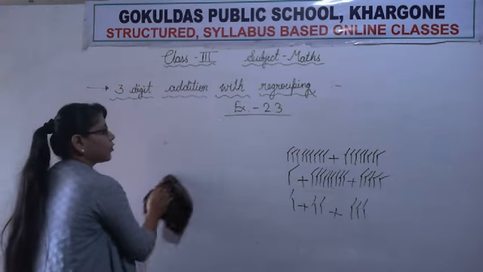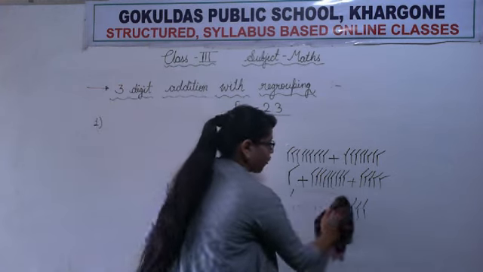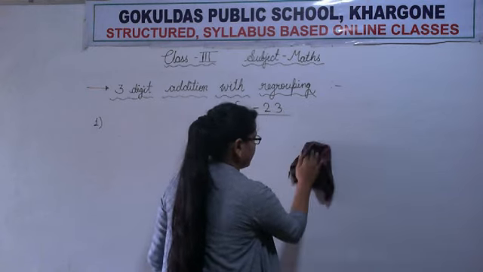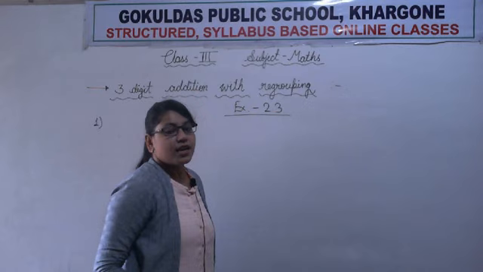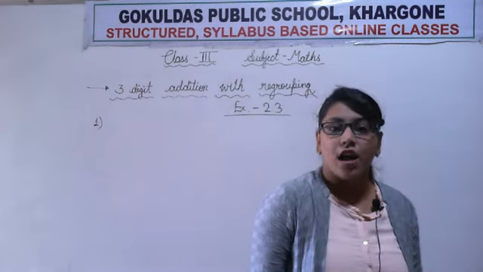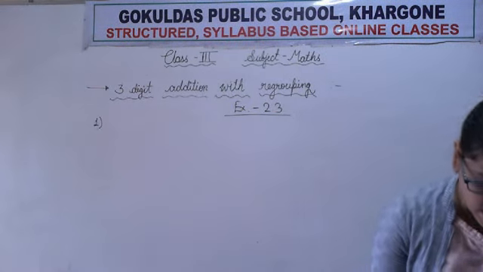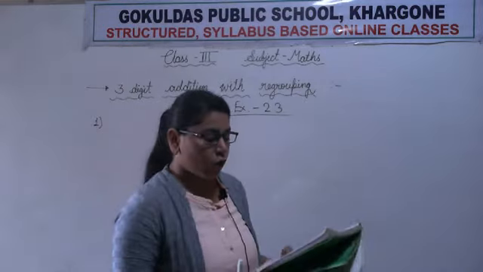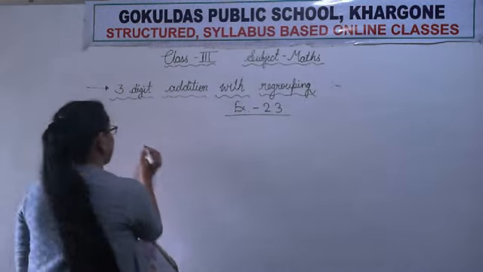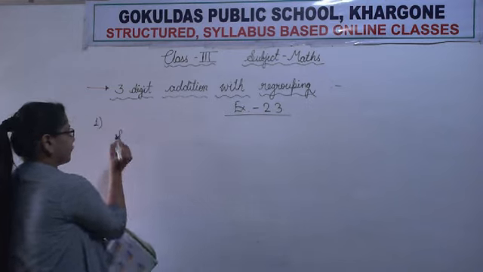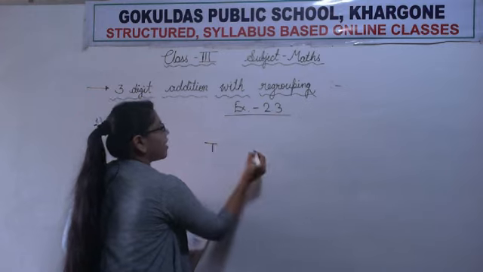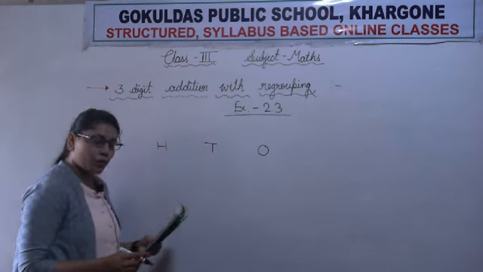Once again I am telling you all, this drawing of sticks is rough work. We are drawing these sticks for our convenience. This is rough work. So now you can do E on your own. Now we are doing part F. Again, first of all, we will write hundreds, tens and ones.